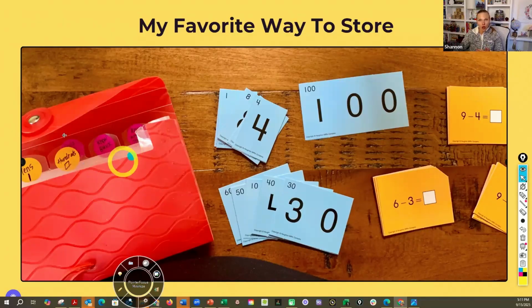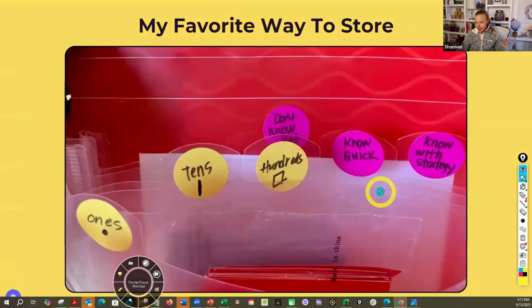I also use it to hold my strategy cards, which you can see here from 1st grade. You do you. But this pack tends to work pretty well. And then they just bring out their coupon organizer and they have everything they need. I also like to put them in baggies. So you can see, oh, there's my coupon organizer nice and close.